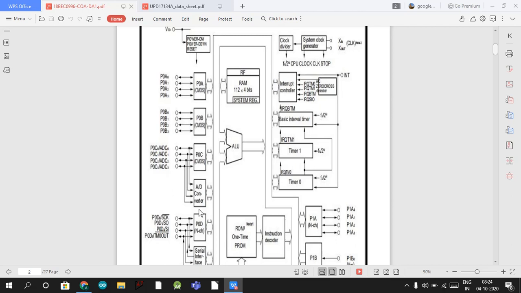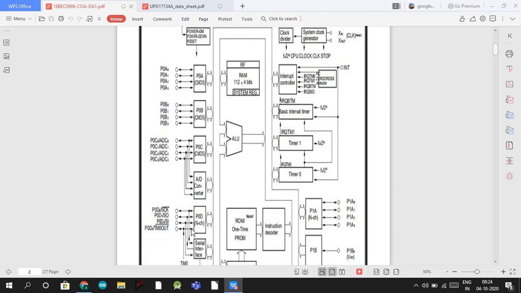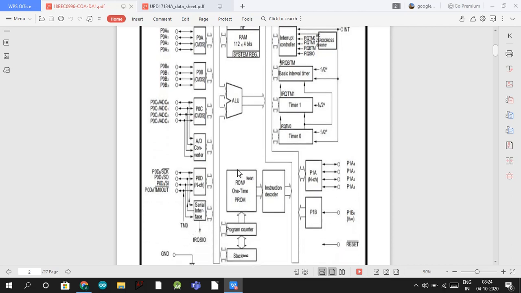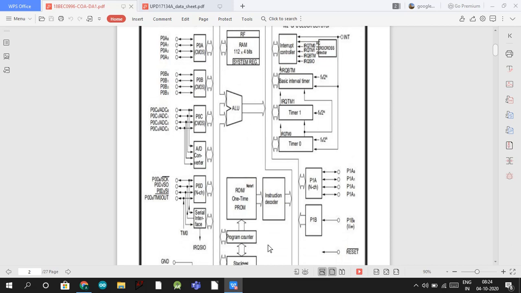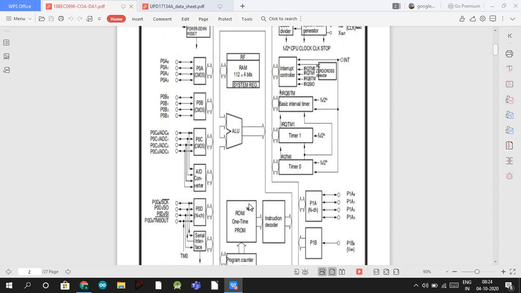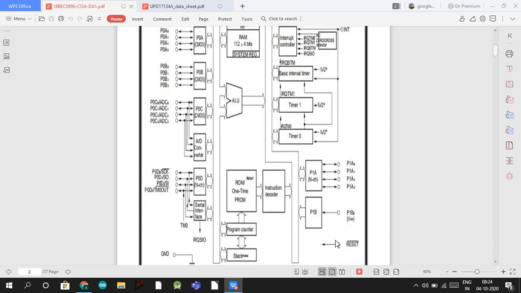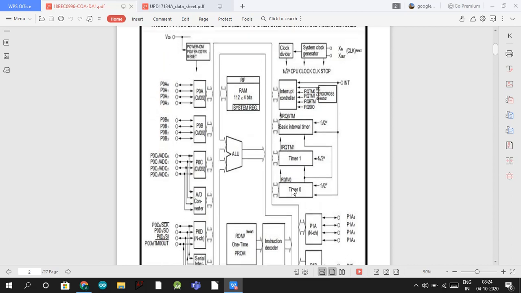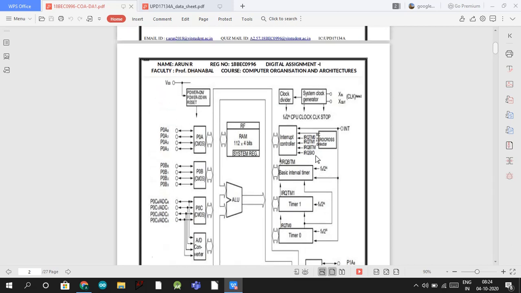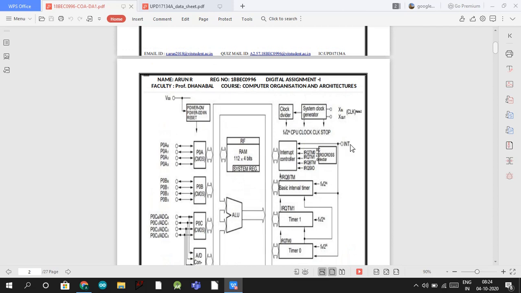These ports are called input and output ports. Here P0C also acts as an analog to digital converter, and P0T also acts as serial input and timer output. It also has the arithmetic logic unit, program counter and stack memory, ROM and one-time PROM memory, and RAM memory. It also has a reset pin and two timers, timer 0 and timer 1. Two interrupts are also there, and the X in and X out clock pins are also there.